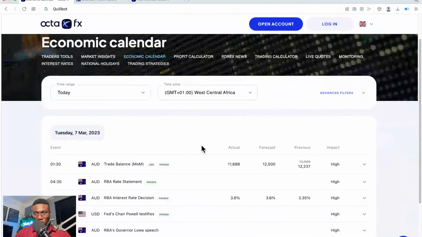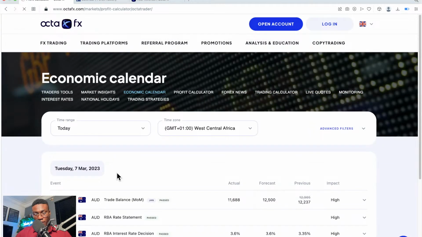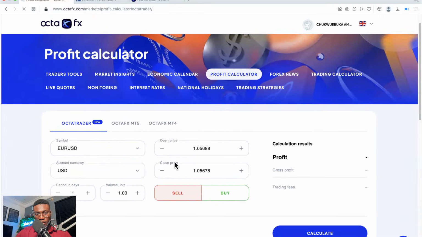You can also use the OctaFX profit calculator, right? So if you go to OctaFX.com, you come down here to analysis and education, and then you want to go to profit calculator. And then in the profit calculator, all you have to do is input your values: the instruments, your currency that you're trading, period in days, your lot size, the open price and close price, and then they'll go ahead to show you.